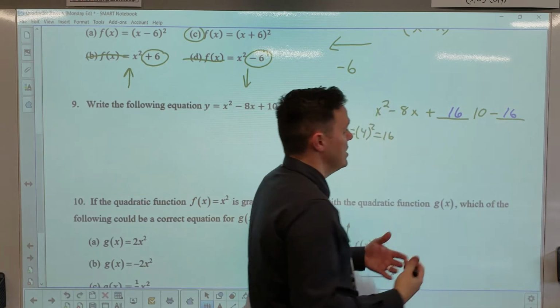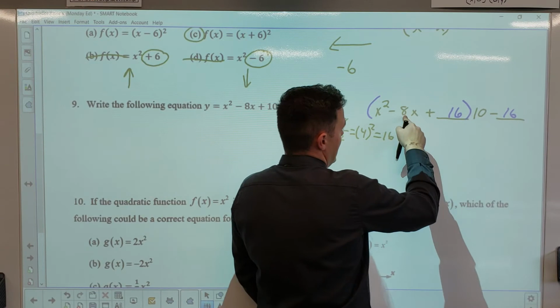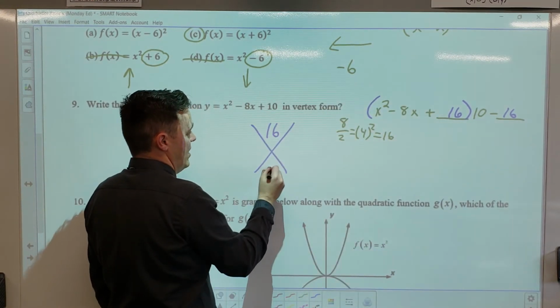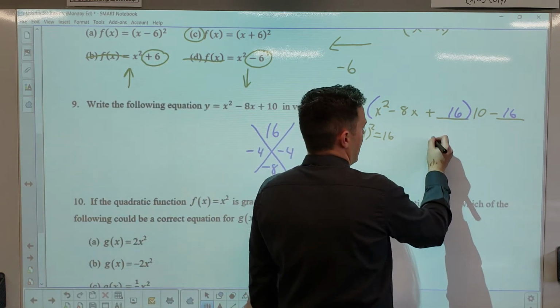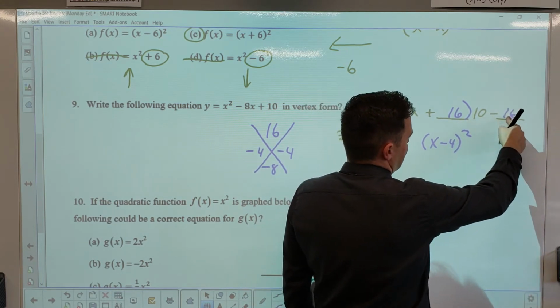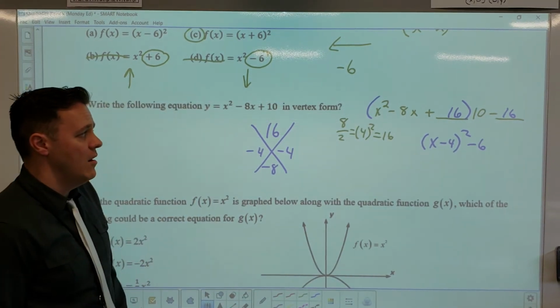So when you're doing this, you would now take the square of this. And if I do the 16 here and a -8, what two numbers are they going to be? It's going to be this. So I know I got (x - 4)², and then 10 minus 16 is -6. There's the vertex form of the equation.